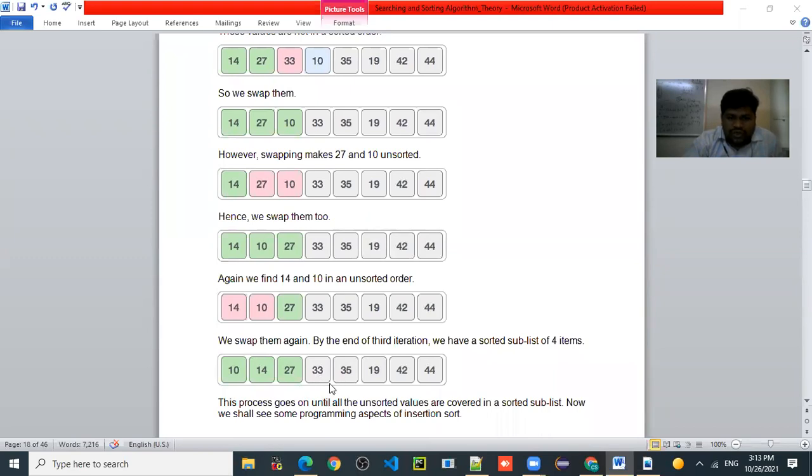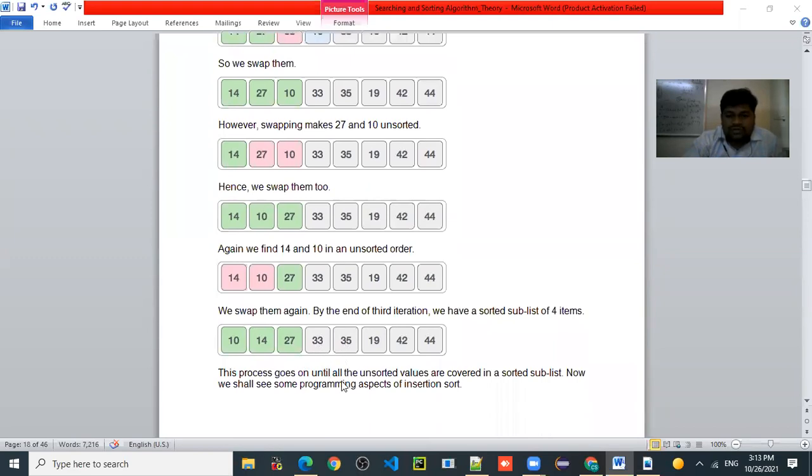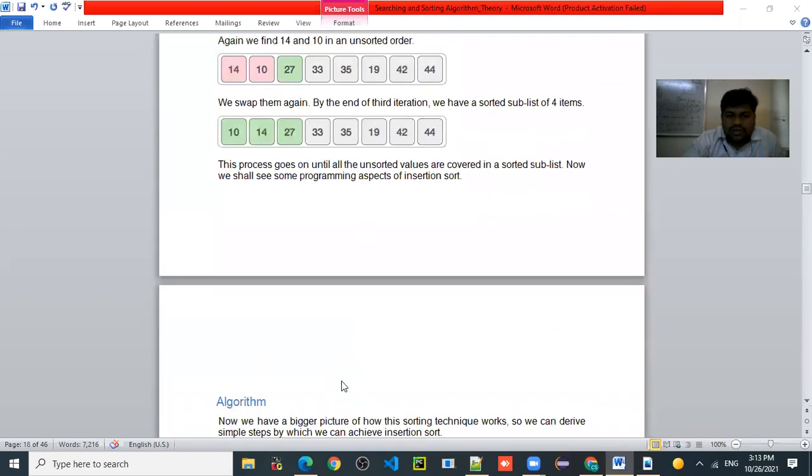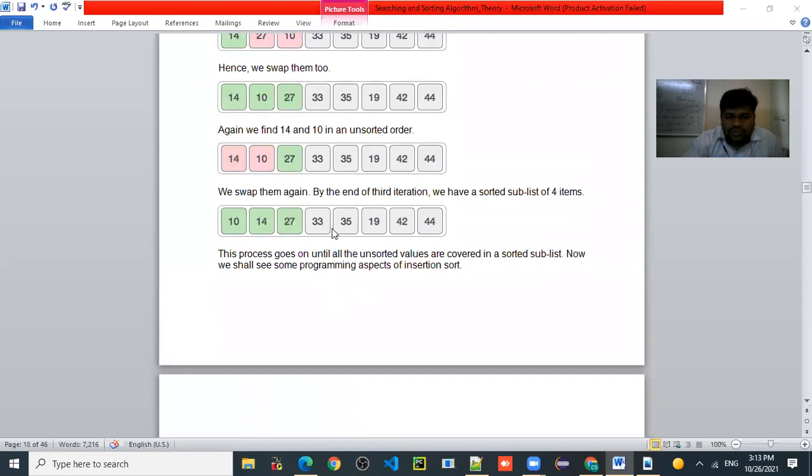Now compare the next two elements. In the same way, compare these two elements, 33 and 35. Who is the smallest here? 33. Now 33 is added to this sublist: 10, 14, 27 and 33. After that, compare the next two, 35 and 19. Who is the smallest? 19. 19 will be shifted to the left side and 35 to the right side.